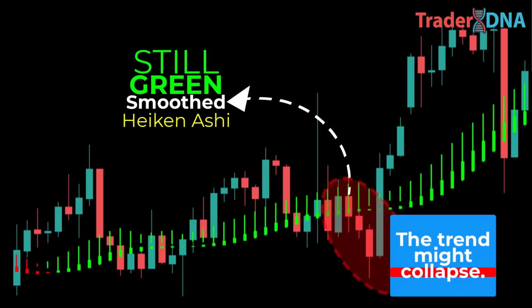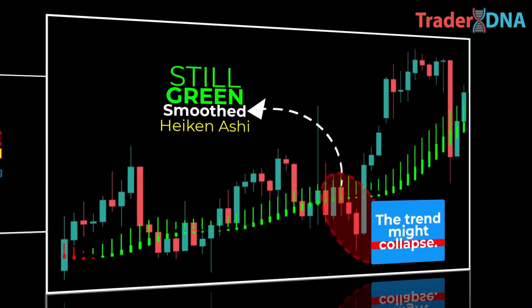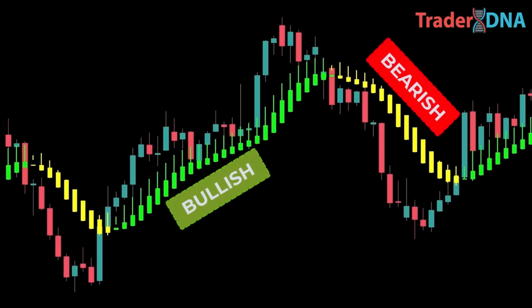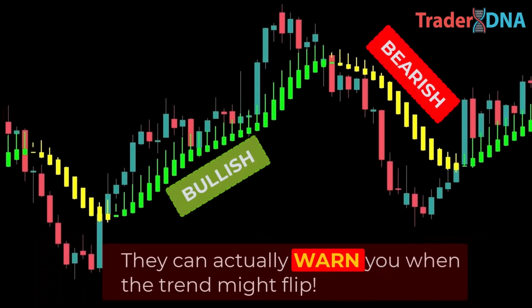So yeah, smooth Heiken Ashi gives you a crystal clear, hype-packed view of the market while keeping all the important price details right in front of you. Reliable signals, less stress, smarter trading. That's why this indicator is such a beast. Green candles equals up, red candles is down. Simple, right? But here's where it gets crazy. These colours don't just tell you what's happening now, they can actually warn you when the trend might flip.